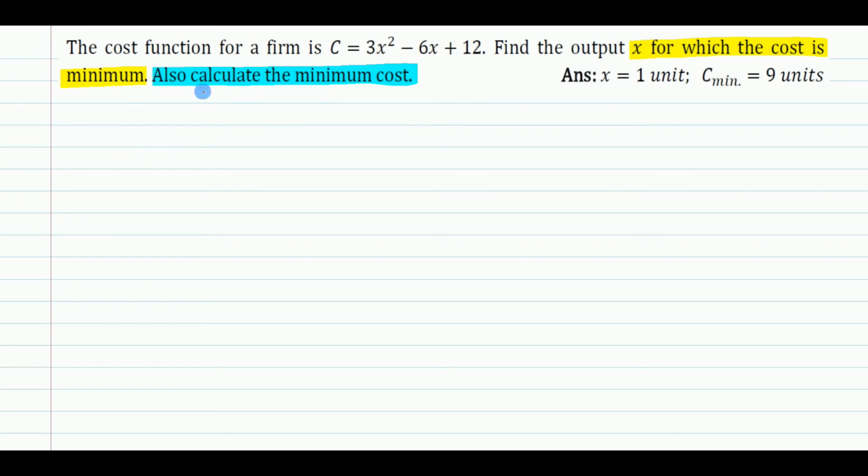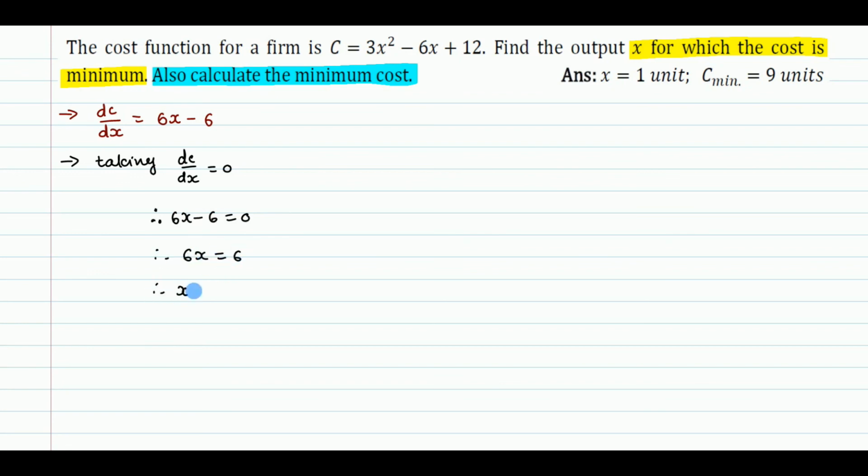Okay. So first of all, find dc by dx. dc by dx is equal to the derivative of c with respect to x. The derivative of 3x square is 6x, minus the derivative of 6x is 6, and the derivative of 12 is 0. Okay, next step is taking dc by dx equal to 0. Therefore, 6x minus 6 is equal to 0. Therefore, 6x is equal to 6 and x is equal to 6 by 6, which is 1. So, x is equal to 1.